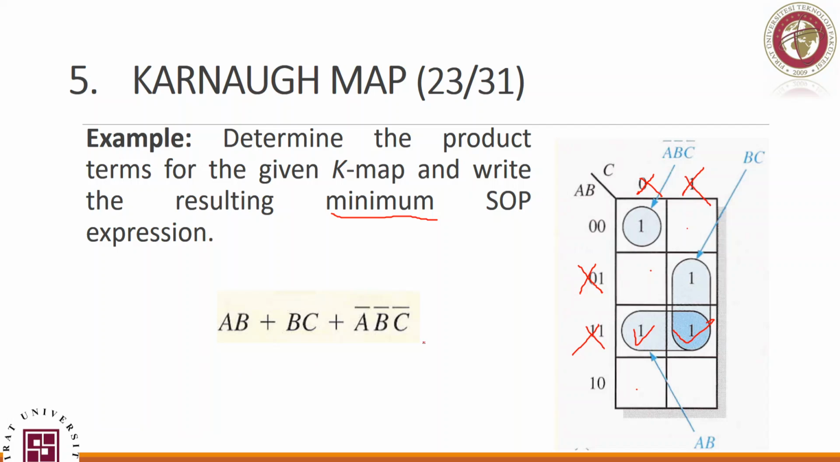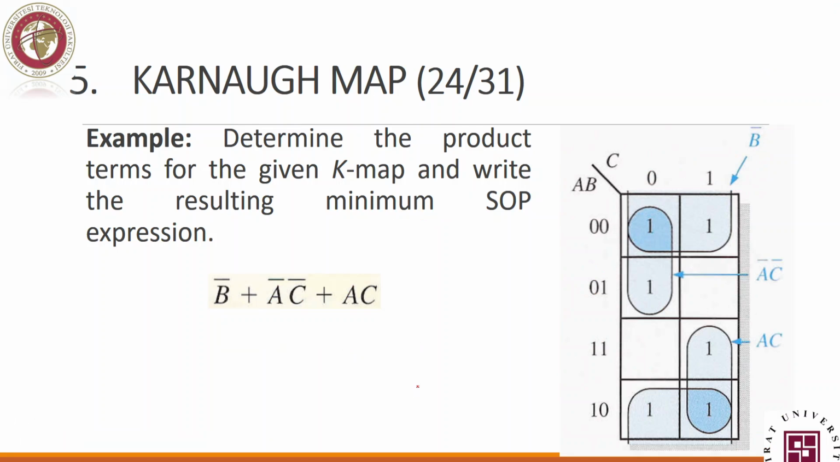So the output will be: we have AB from this one, BC from this one, and then A bar, B bar, C. That's the final expression. You take all these expressions, do not forget to sum them up. Of course, this is Boolean summation or operation. Take another example so that the idea will be more clear.